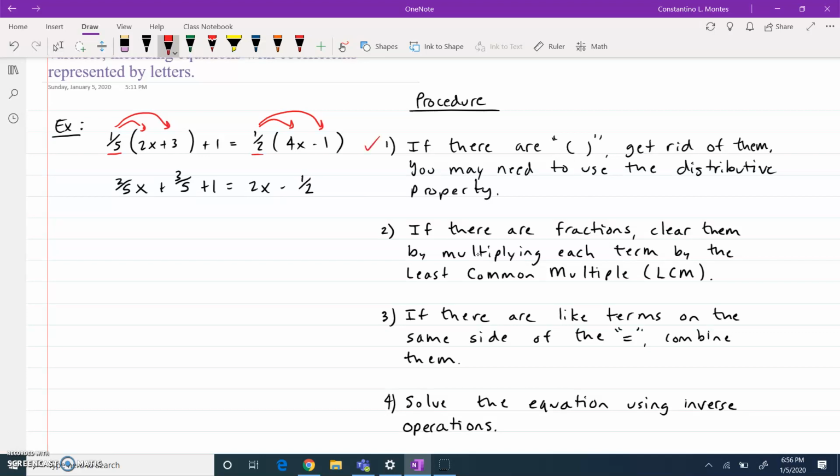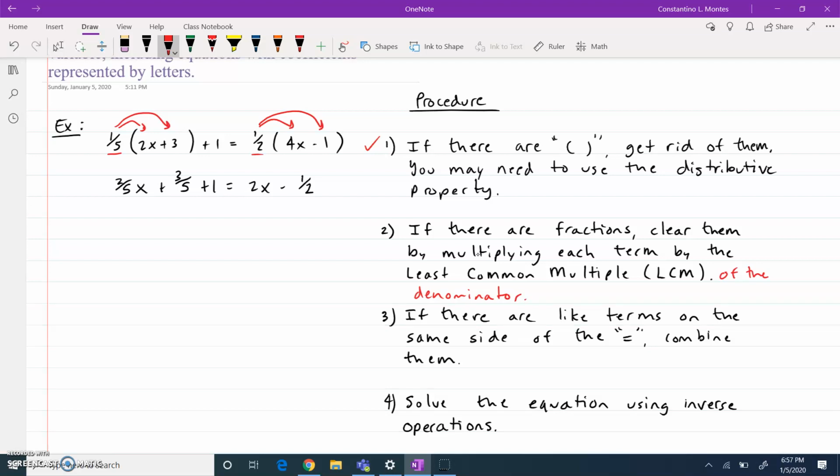So I'm going to put a little check mark next to that number 1 to signify that I've already used up that step. And then we're going to look at the second step. It says if there are fractions, clear them by multiplying each term by the least common multiple. We have fractions. And I didn't specify that in here. I should probably put that in here: least common multiple of the denominator. I forgot to put that piece in earlier. So if you were taking notes, write that piece in.